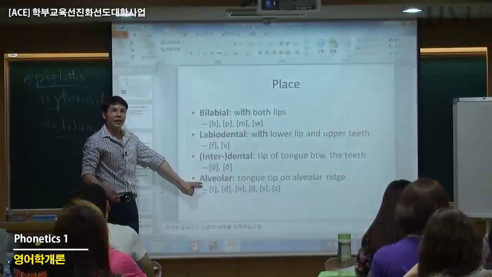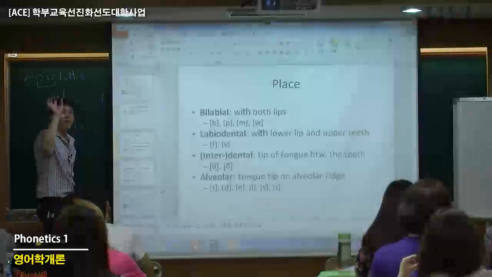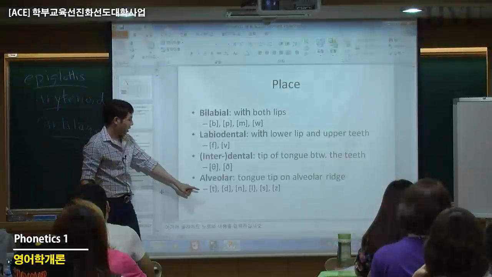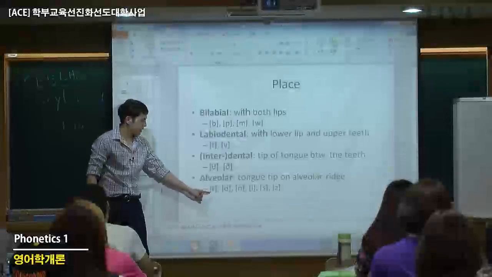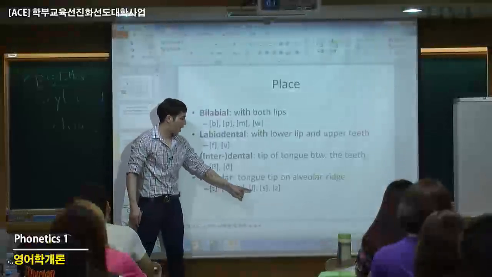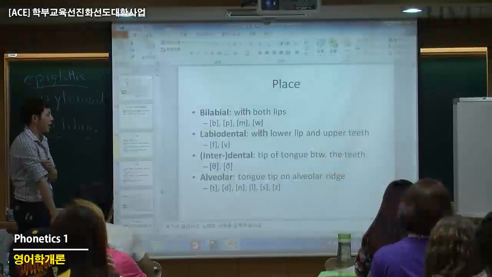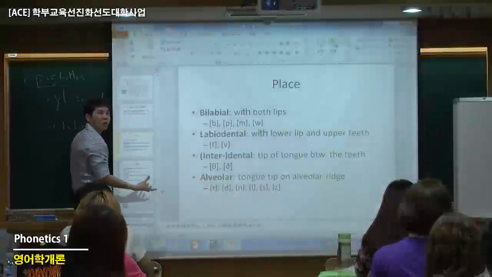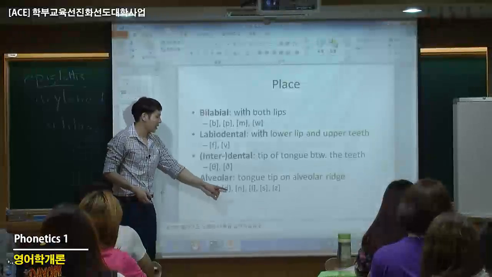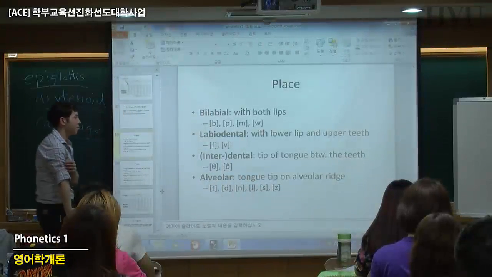And the next place is the alveolar ridge, which means the bumps behind the front teeth, the upper front teeth. You use this place to make a lot of sounds like t, d, n, l, s, z, like that. Okay? So this place is an important place because you can pronounce so many sounds. T, d, n, l, s, z, like that. Okay?